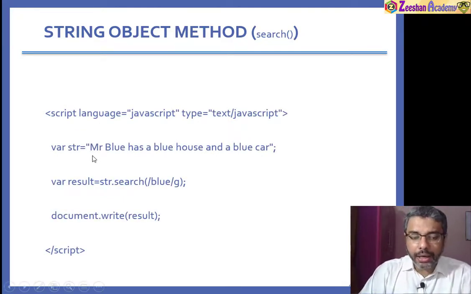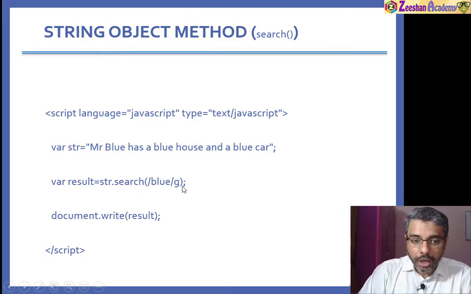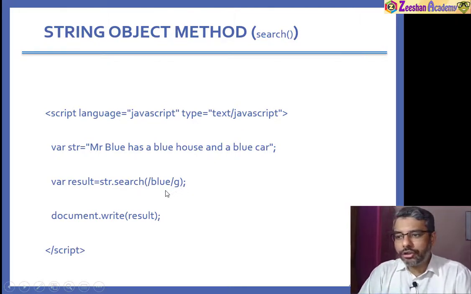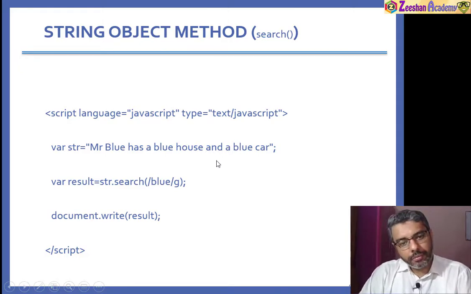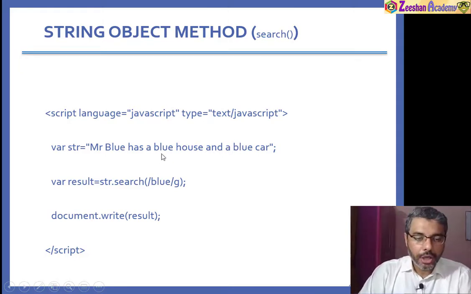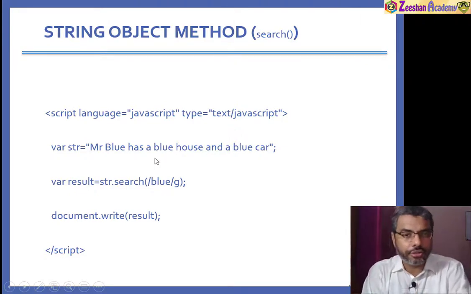For example, "Mr. Blue has a blue house and a blue car." We say variable search, string.search for blue globally. What this will do is try to search all occurrences of "blue" from within this string and return the index number of it. So using this, you can easily search for any content within a particular string.